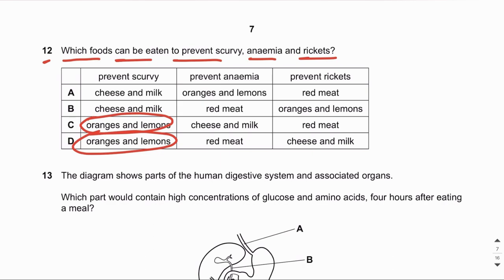And the food that you need to eat to prevent anemia is red meat, because red meat contains iron. Rickets occurs due to calcium and vitamin D deficiency. And if you have to prevent rickets, you have to consume foods which are rich in vitamin D and calcium. So the answer is cheese and milk, right? Why? Because cheese and milk contain calcium and vitamin D. So the answer is D, right?